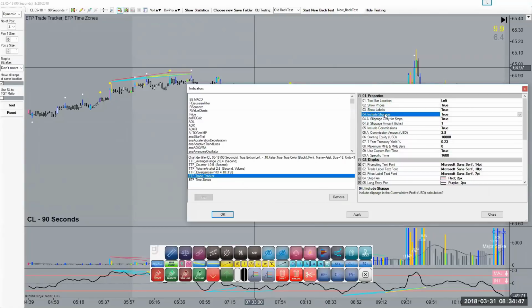Going to include slippage, only one tick for the stops. Let's just make it 2.6. Include commissions, yeah, 3.80 a round turn. Starting equity 10 grand, so I'll trade 2 contracts with 2 separate targets. First target will be at the first area in the market geometry. Second target will be at the next major area or the next volume divergence against the signal.